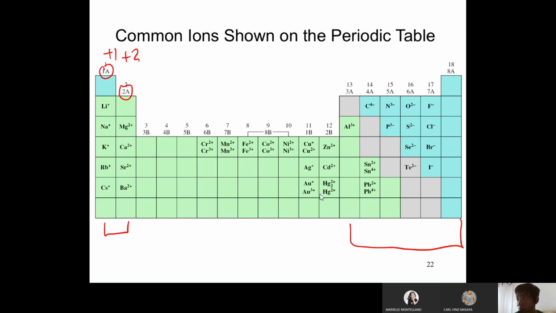Now, here in group 3A, most of the time they form a positive 3 charge. Boron here can also be positive 3, although it's not used much because it is a semi-metal, or metalloid, so it's not really used in Chem. The most commonly used here is aluminum, in group 3A. Since they are in the third group, the charge they form is positive 3.